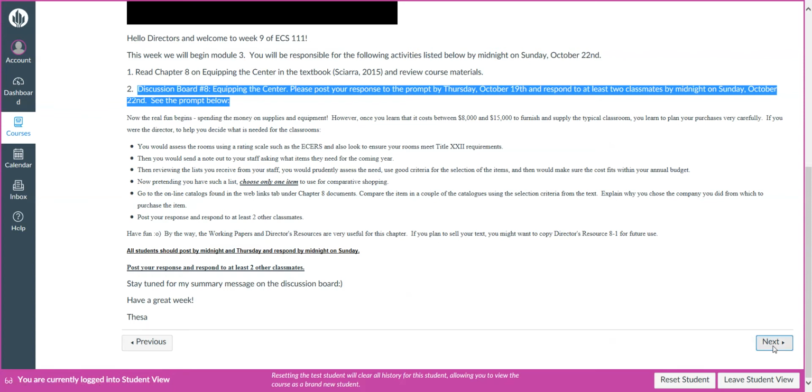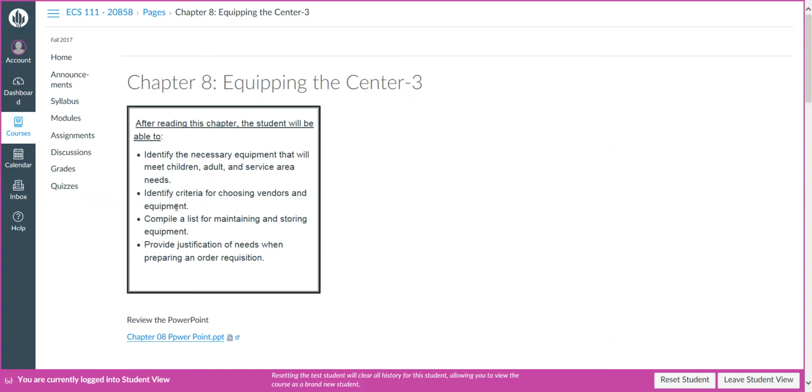Let's look at the other content. Here are our outcomes for the chapter, our objectives. The first thing is that at the end of this chapter, I want you to be able to identify the necessary equipment that you need for children, because when you're equipping a program, there are things that are necessary and things that are not necessary. We want to make sure you're able to know the difference between the two.